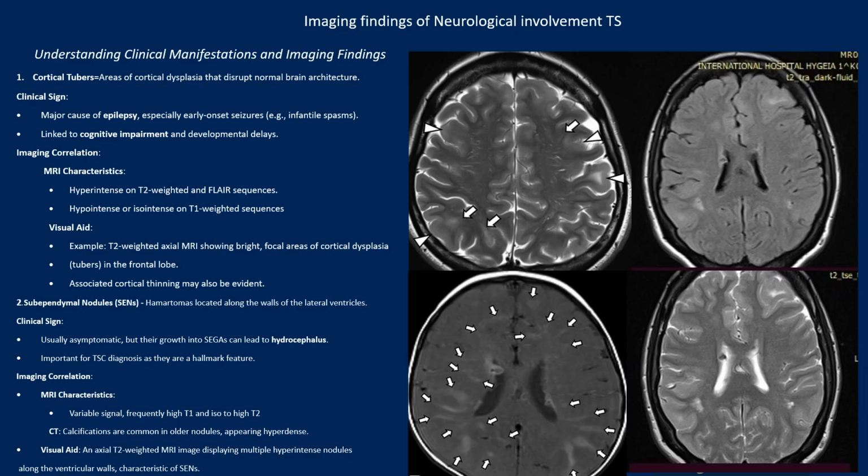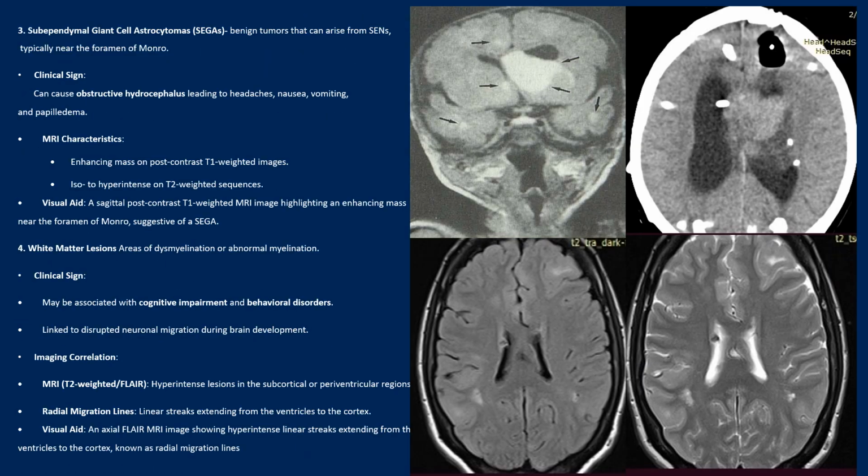Visual aid: an axial T2 weighted MRI image displaying multiple hyperintense nodules along the ventricular walls. So you can see the nodules along the ventricular walls in the image to the right. Another finding is subependymal giant cell astrocytoma. These are benign tumors that can arise from subependymal nodules, typically near the foramen of Monro. They can cause obstructive hydrocephalus, leading to headache, nausea, vomiting, and papilledema.